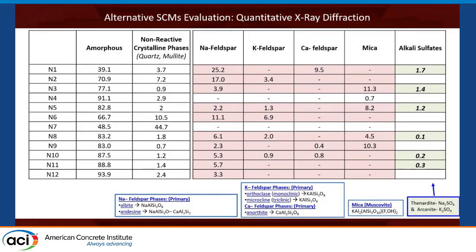So first, we tried to understand the mineralogy of these ashes. One thing that sets natural pozzolans apart is they have almost 40 to 90% amorphous content. Another significant fraction is the non-reactive crystalline phases, which are quartz and mullite. But there are also a bunch of feldspar phases, such as sodium feldspar, albite, andesite, potassium feldspar, or calcium feldspar. As a result, whatever alkali sulfates we measured are relatively very low and also very few. Also, it's very difficult to quantify alkali sulfates through QXRD.